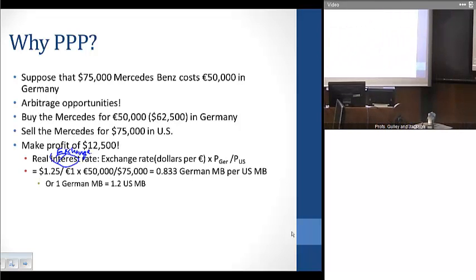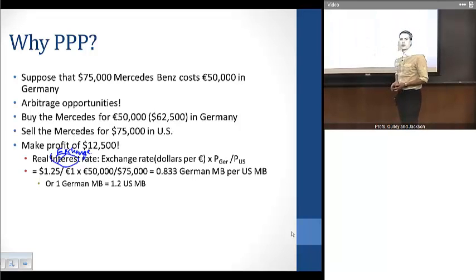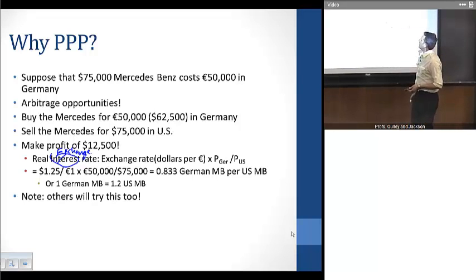Okay? And so you can go through this exercise and see what the real exchange rate is in terms of German Mercedes-Benz per U.S. Mercedes-Benz. And it turns out to be the equivalent of 1.2 to 1. And so the point of this is that because you have these exchange rate differentials, it provides this incentive for a bunch of profit-making opportunities by arbitraging these exchange rate differentials.